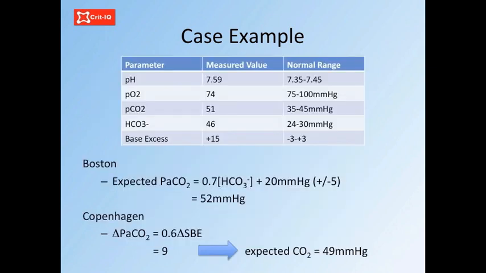From the rules presented above, her expected CO2 is 52, as calculated by the Boston rules. The Copenhagen rules suggest that the change in her CO2 will be 9 millimetres of mercury. Assuming the starting point for her CO2 was 40, her corrected CO2 will be 49 millimetres of mercury.